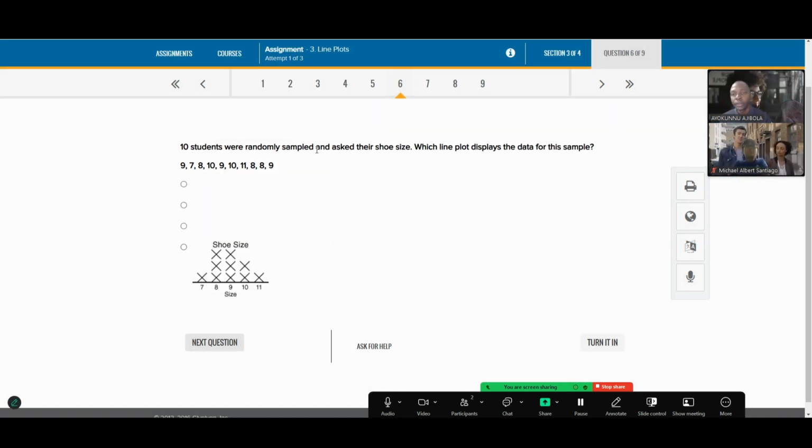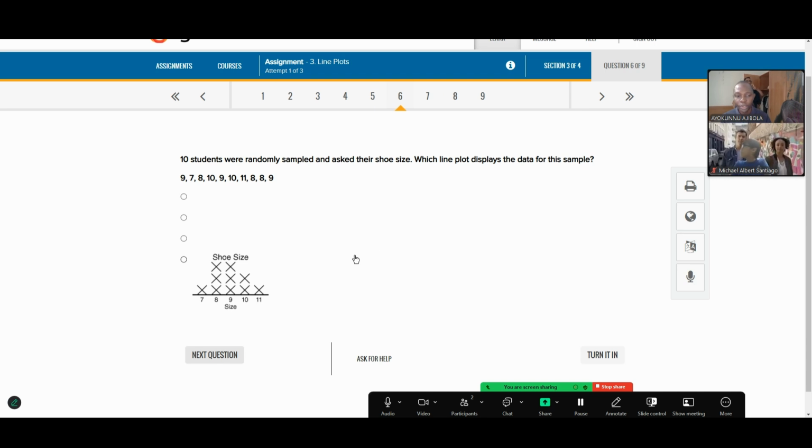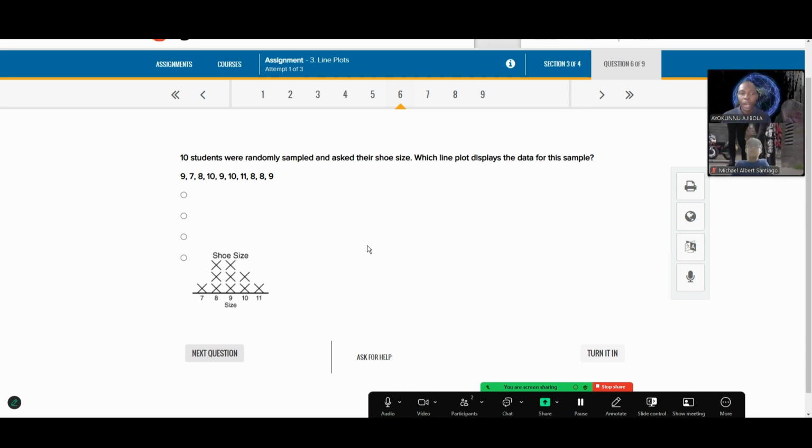10 students were randomly sampled and asked their shoe sizes. Which of the plots displayed the data for the sample? Oh, well. We have only one plot on this page, and we're supposed to have several plots. So, okay, let's just pick the last option because does 7 occur one time?